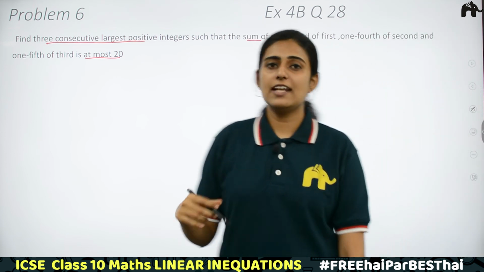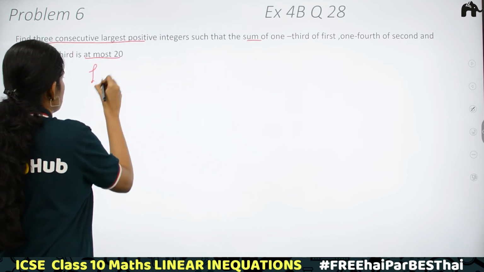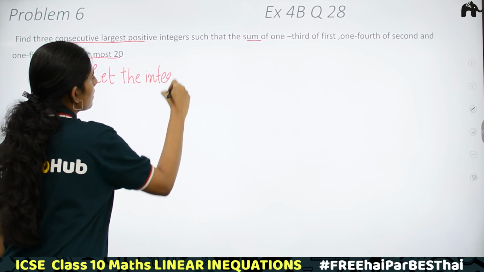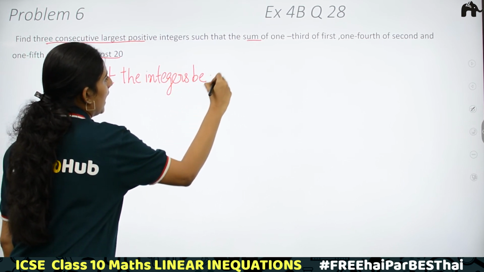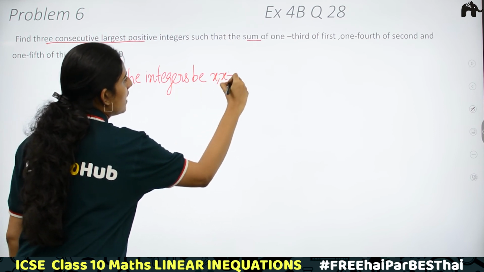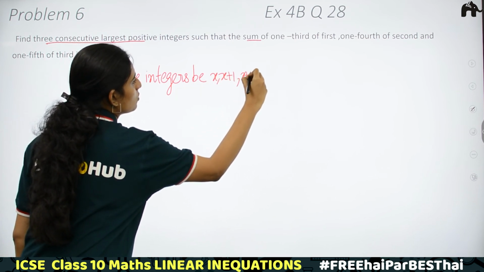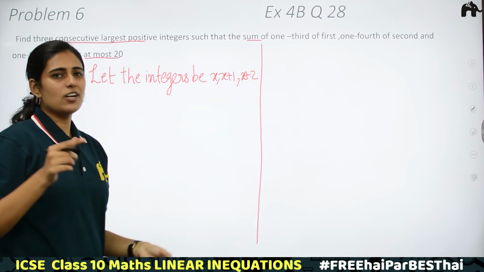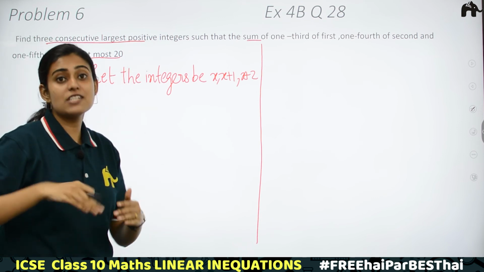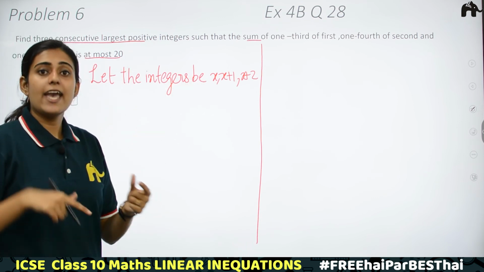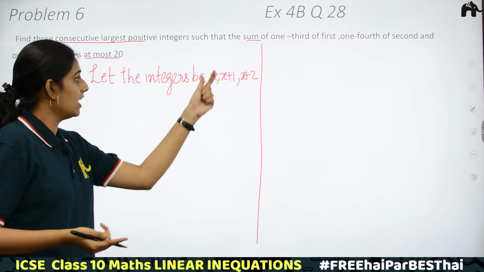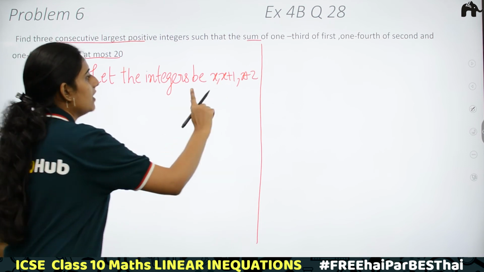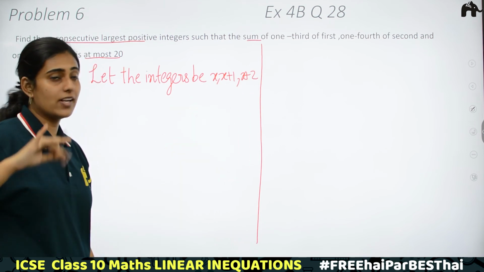Okay. Now, let's take the consecutive integers. Let the integers be x, x plus 1 and x plus 2. Why x, x plus 1 and x plus 2? What does consecutive mean? Consecutive means the very next. If you have taken x, x plus 1 is the very next integer. X plus 2 is the next integer to x plus 1. Okay, we have taken the 3 integers x, x plus 1 and x plus 2.